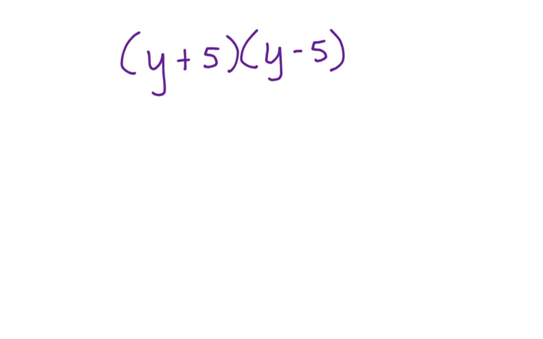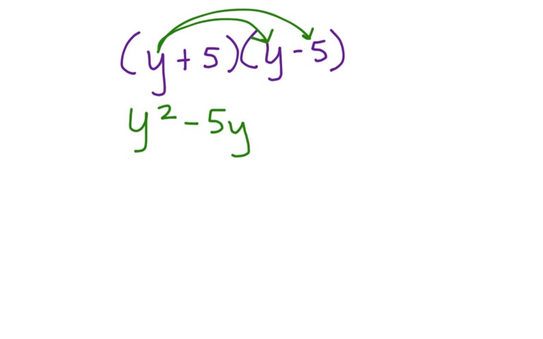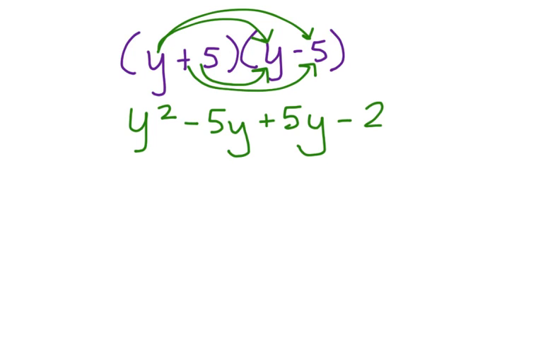We can FOIL it to check our work. Y times y is y squared. Y times negative 5, negative 5y. Positive 5 times y is positive 5y. Positive 5 times a negative 5 is a negative 25. These two terms cancel, and I'm left with y squared minus 25, which is exactly where I started.